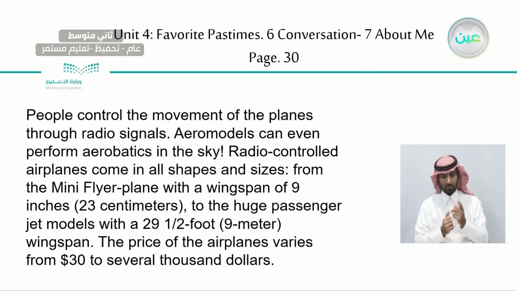People control the movement of planes through radio signals. Air models can even perform aerobatics in the sky. Radio-controlled airplanes come in all shapes and sizes, from the mini flyer plane with a wingspan of 9 inches, 23 centimeters, to the huge passenger jet models with a 29.5 foot, 9 meters wingspan.